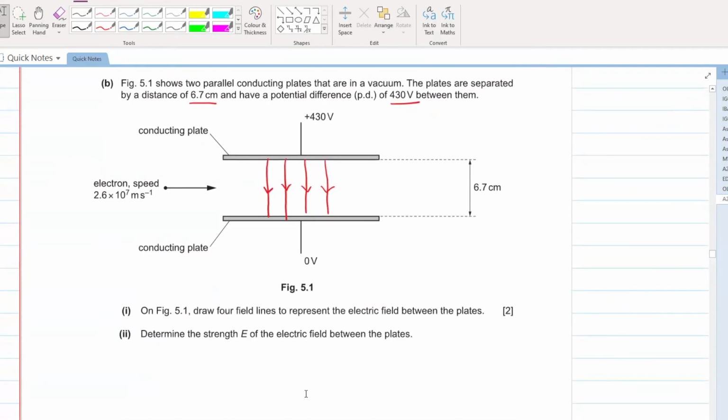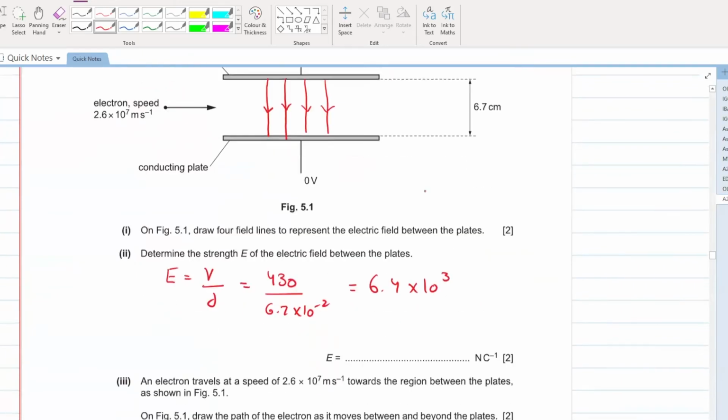Determine the electric field strength between the plates. E is equal to potential difference divided by distance. Potential difference is 430. Distance is 6.7 centimeters, so 6.7 times 10 raised to the power of minus 2. Your electric field strength comes out to be 6.4 times 10 raised to the power of 3. Simple, nothing complicated. Let's further move ahead.